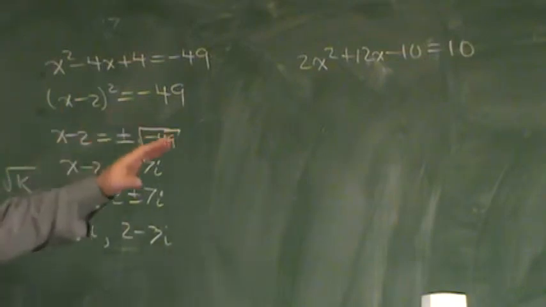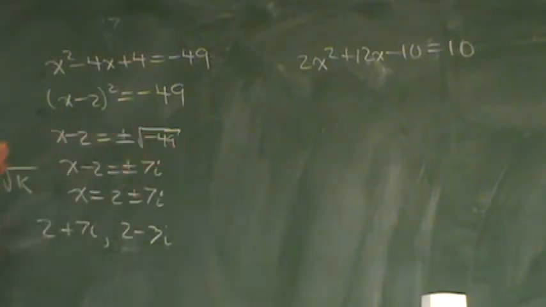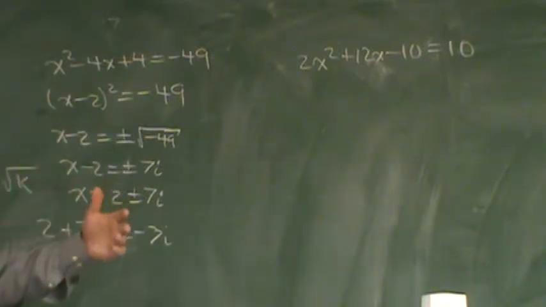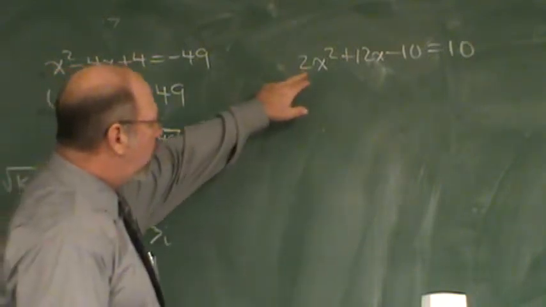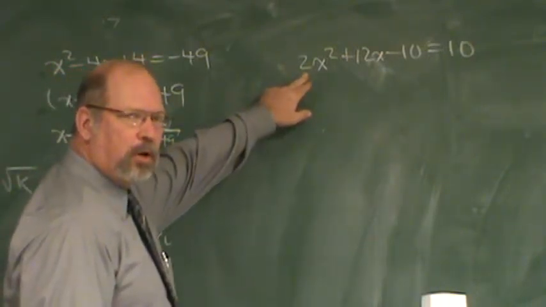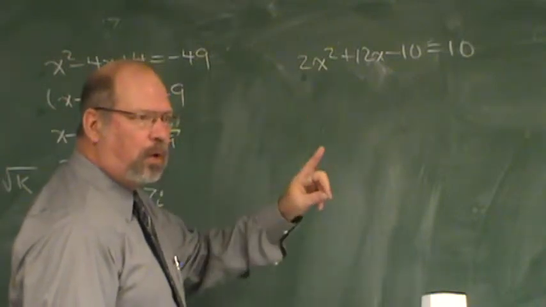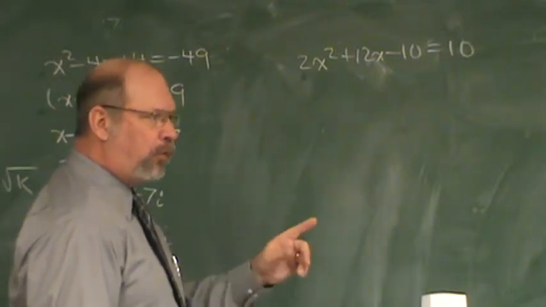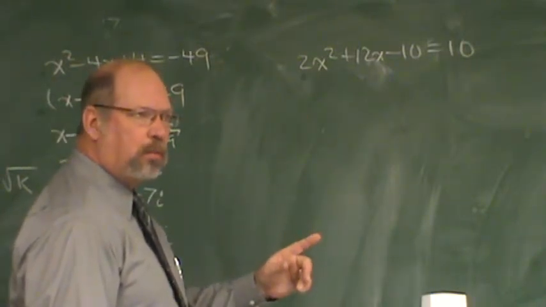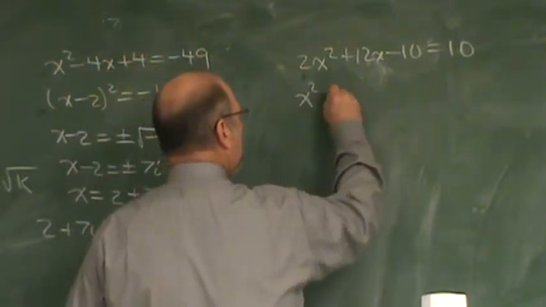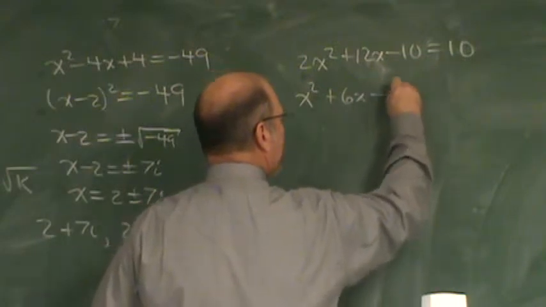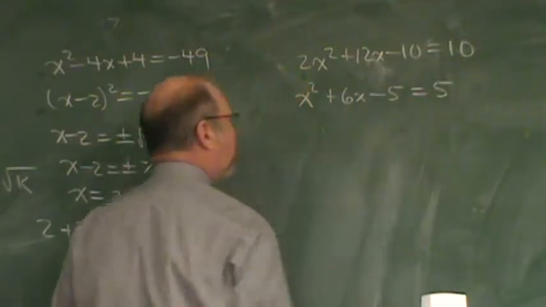So the 10 on the other side, technically you're supposed to move it to the left-hand side, but we're not going to worry about that since we're going to move everything over there anyway. But what's really important here is you have to divide by the coefficient of x squared. You have to make the coefficient of x squared into 1, because if you don't, everything you do from then on out is junk. Alright?